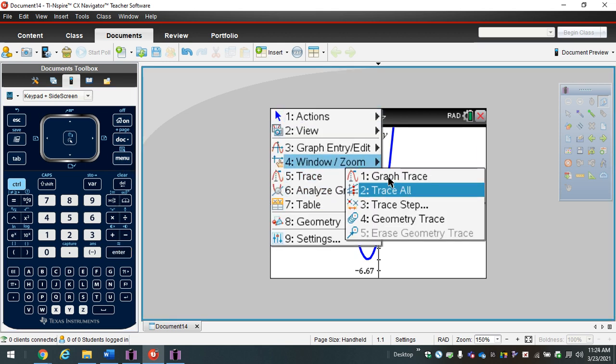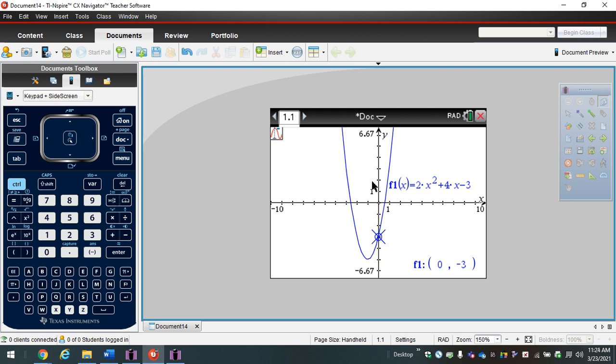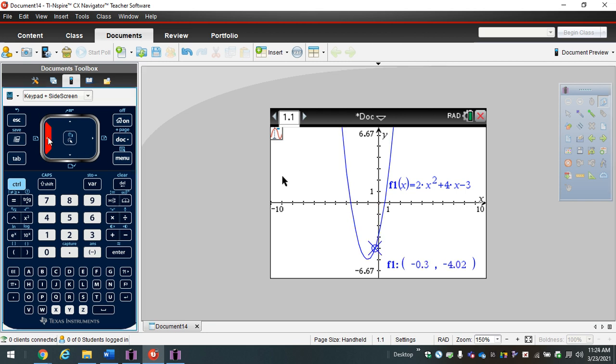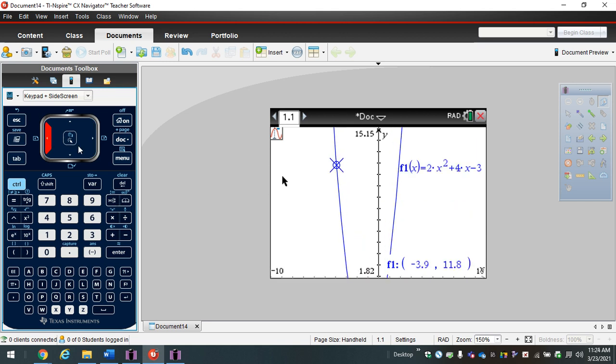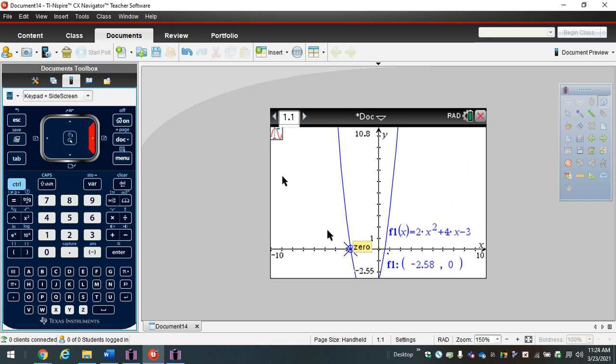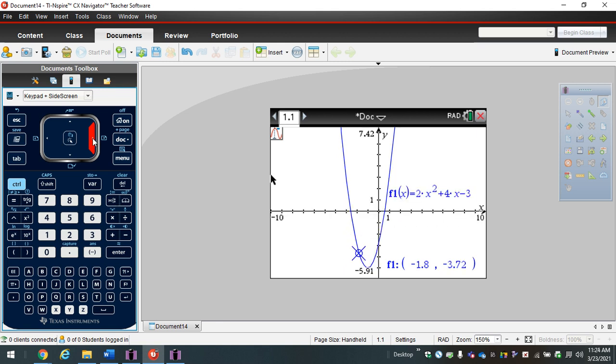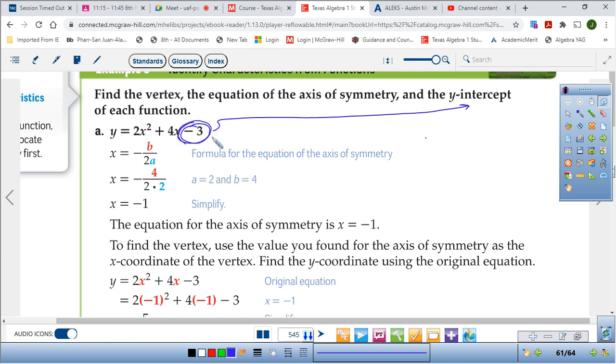Now, if I go to trace and I press right or left, it gives me everything I need. It gives me everything. So let me go to the right. That's one of my zeros. It didn't say to find it, but I could find it there. There's my 0. There's my minimum, my vertex. You see that? My y-intercept, -3. I told you, that constant number by itself is your y-intercept.